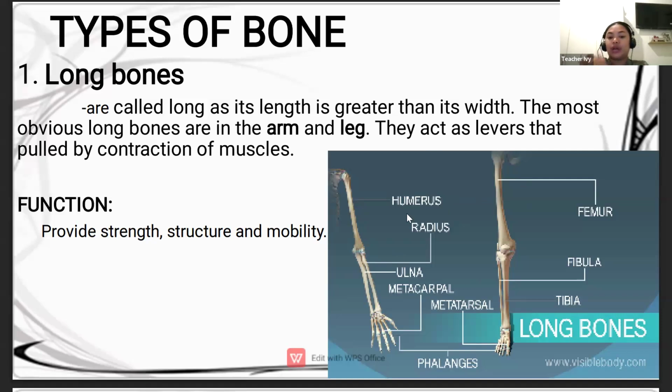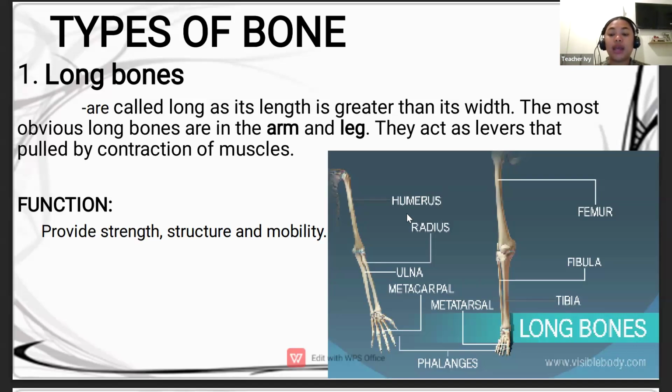This one is considered a long bone. You have the radius. The radius is found in your lower arm and is attached to your thumb. So the bone that is attached to your thumb is called the radius, while the one attached to your pinky finger is what you call the ulna. Okay, so all of the bones found in your arms are considered to be long bones.